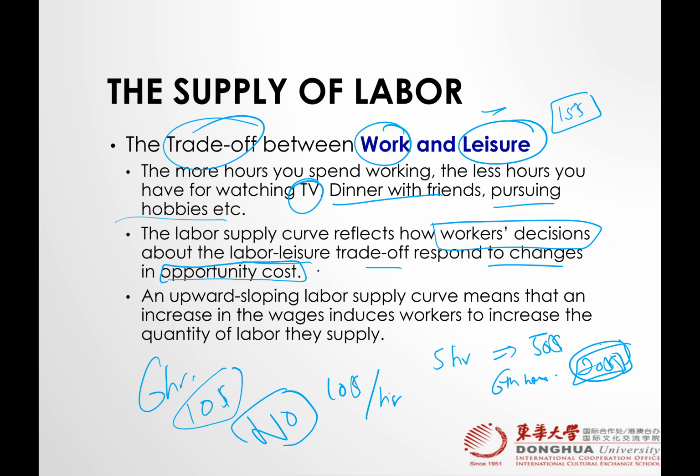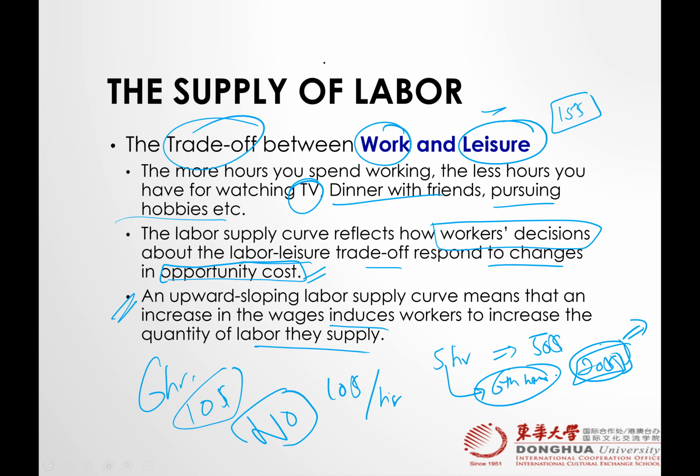So this concept is lost opportunity. The cost of lost opportunity is called opportunity cost. So you think about the benefits and the cost. The upward sloping labor supply curve means that an increase in wages induces workers to increase the quantity of labor they supply. It means that by looking at the increase in wages, they now increase their labor supply from 5 hours to 6 hours.